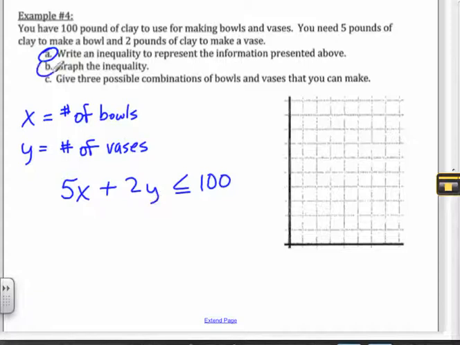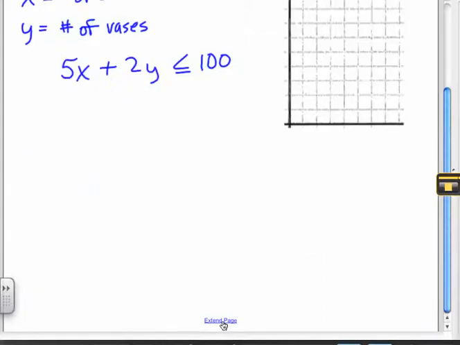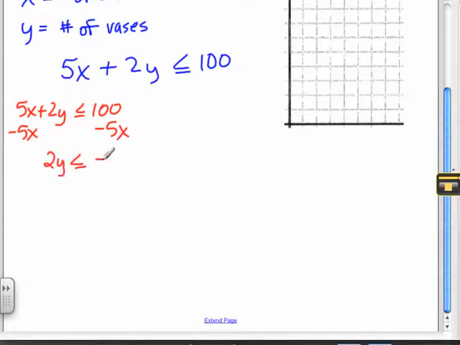Now it says graph the inequality. Well, guys, remember, whenever I graph an inequality, I graph it just like it's an equation. I need to get a boundary line. So I'm going to write 5x plus 2y is less than or equal to 100. I'm going to write that in red. We're going to change it into function form, slope-intercept form, so we can graph it. So I'm going to subtract 5x from both sides because I got to get y by itself, and I'm going to get 2y is less than or equal to negative 5x plus 100.